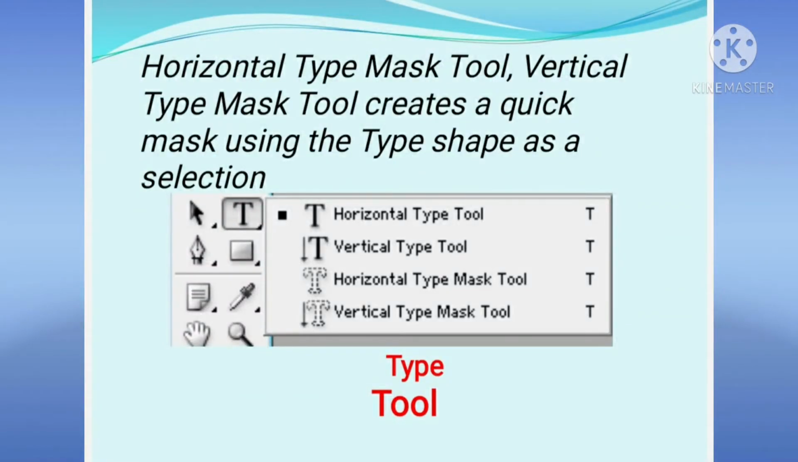The horizontal type mask tool and vertical type mask tool create a quick mask using the type shape as a selection. Here in the image you can see the horizontal type tool, vertical type tool, horizontal type mask tool and vertical type mask tool.